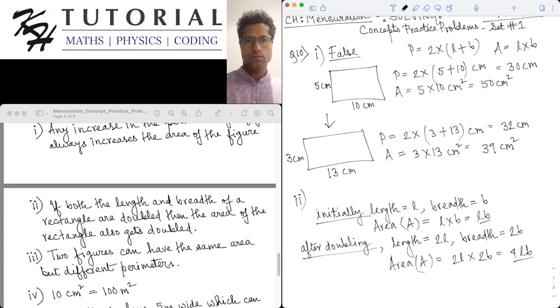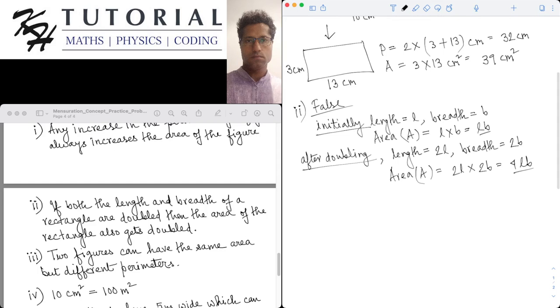So it is not doubled, but the area gets 4 times. If you double the length and breadth of a rectangle, the area gets increased by 4 times. So this statement is false. So this is a false statement.